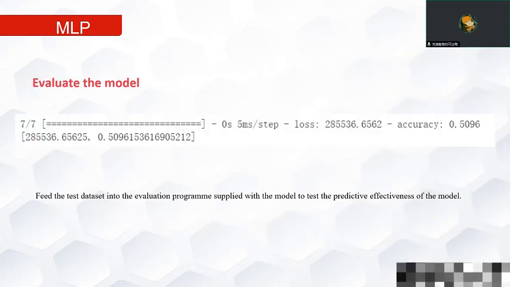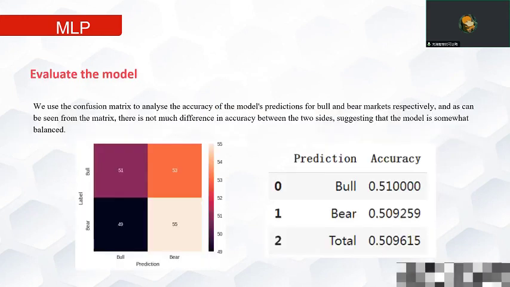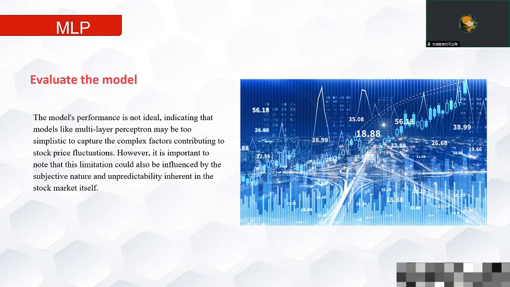Next. Our model has an accuracy of about 0.51. Next. As can be seen from the metrics, there is not much difference in accuracy between the bull and bear markets, suggesting that the model is somewhat balanced. Next. The model's performance is not ideal, indicating that models like the multi-layer perceptron may not be sophisticated enough to capture the complex factors contributing to stock price fluctuations. However, it's important to note that this limitation could also be influenced by the subjective nature and unpredictability inherent in the stock market itself.